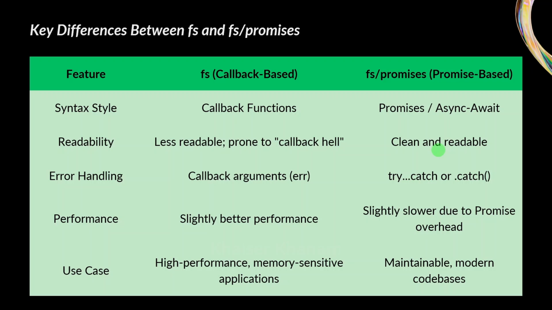But still, we will not get rid of callback functions, but definitely we can get rid of callback hell using promises. Coming to error handling, inside the callback based one, we are going to pass the error as a callback argument, but inside the promise based one, we can use a try catch block or we can use the dot catch method, which we have seen in our example. Coming to performance, in callback based we are having better performance, but in promise based we are having slower performance due to promise overhead. Sometimes it will be slow, but in modern applications, fs promises is widely used.